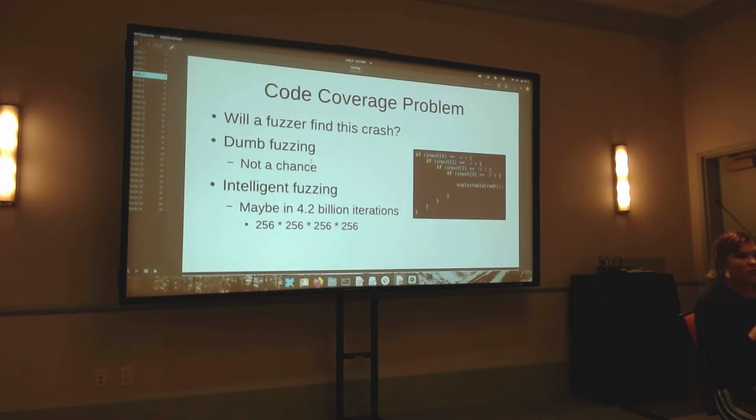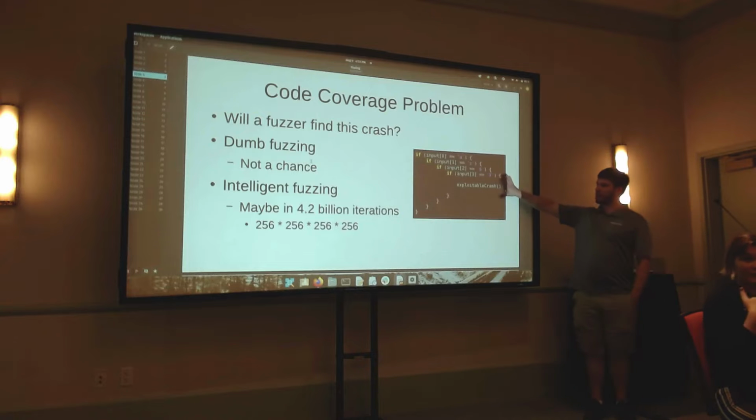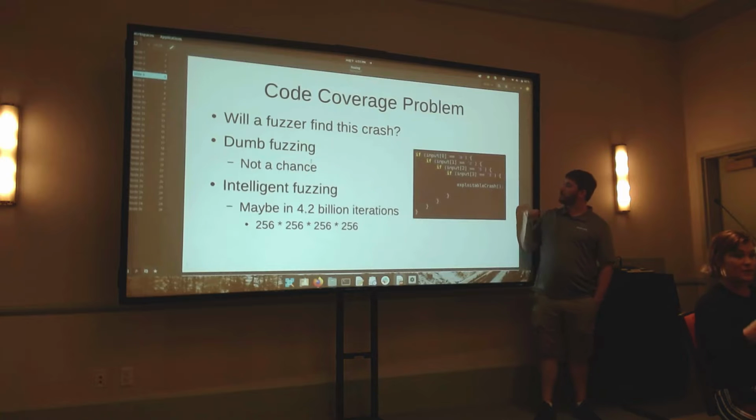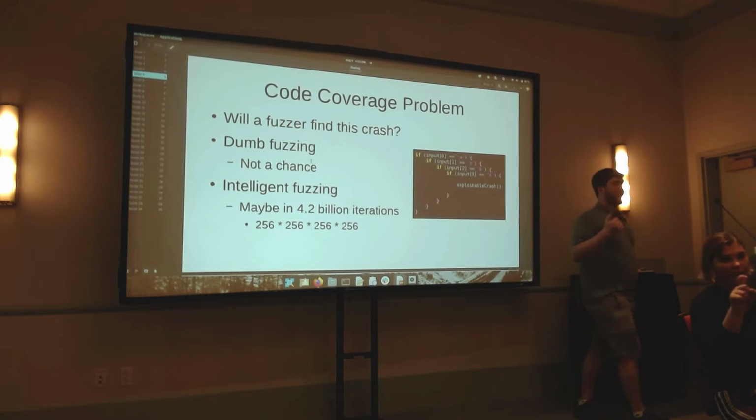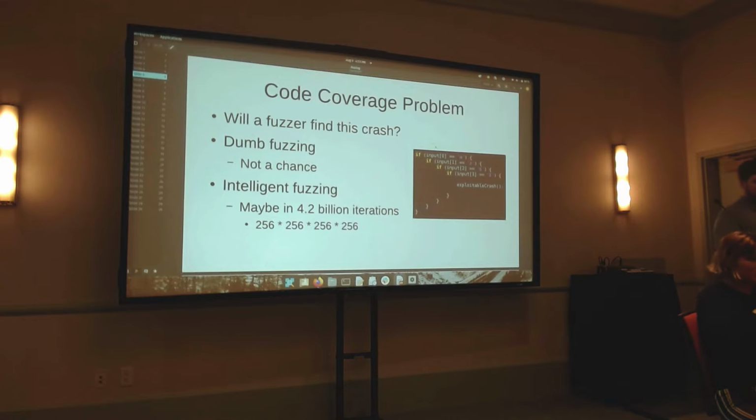The problem here is code coverage. So let's imagine that we have a program like this with 4 if statements, and we're checking the first 4 bytes of the input file for A, followed by Z, followed by a $ sign, followed by an X, and if and only if all of those conditions are met, are we going to reach this exploitable crash function, some faulting condition. In order to reach that, all 4 of these characters have to be in the right position. Is a dumb fuzzer, a traditional fuzzer, going to find that? I would say not a chance, never.